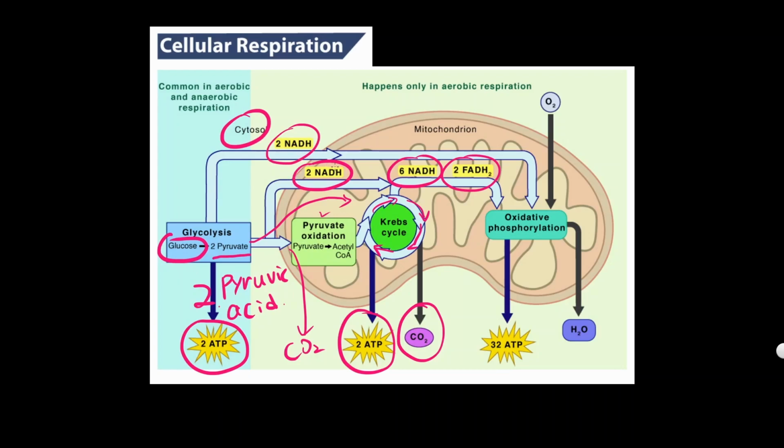All these NADHs and FADH2, they're going to participate in something called electron transport chain that happens on this inner membrane here of the mitochondria, where it's going to make a whole bunch of ATPs from ADP during oxidative phosphorylation. And then the electrons from all glucose that were carried by NADH and FADH2 need to get picked up by oxygen here, and oxygen turns into water.